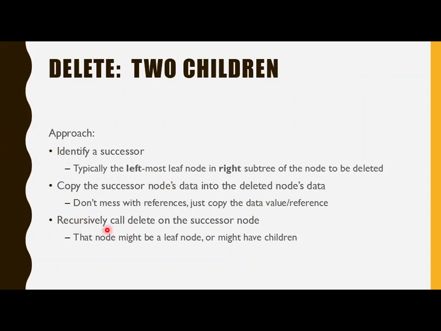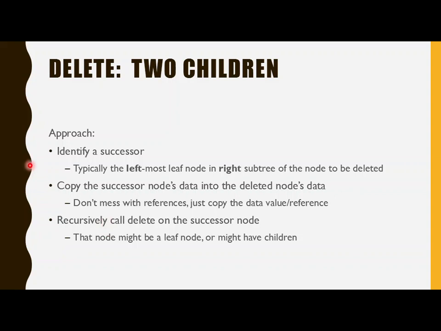call delete on the successor, because the successor might have no children, or one child. I don't think it can have two, but it might have a child. So in this case, you want to recursively call delete because it might need some extra work too, right? So that is the method with two children.